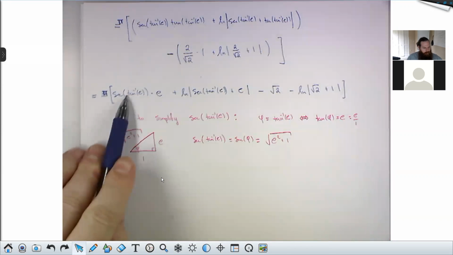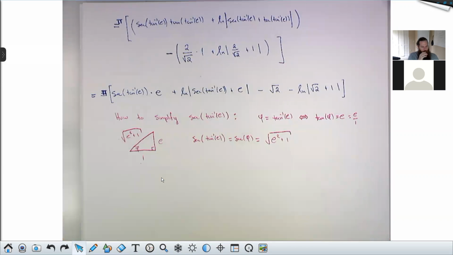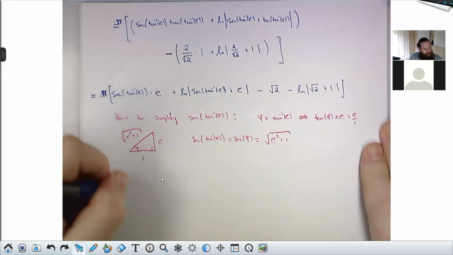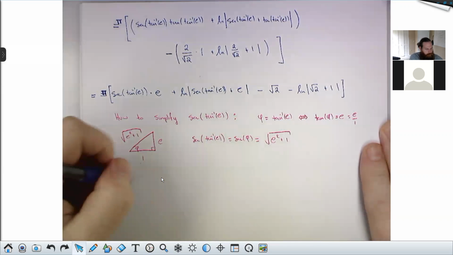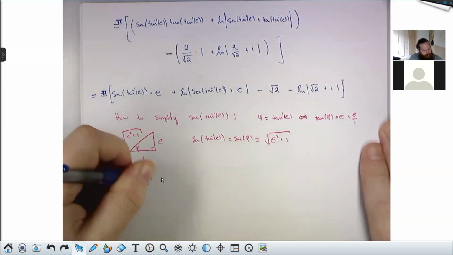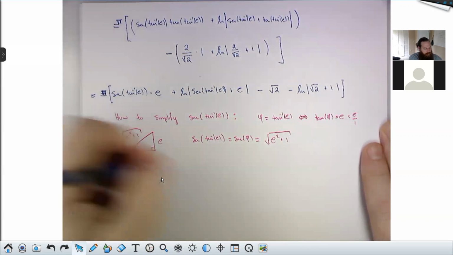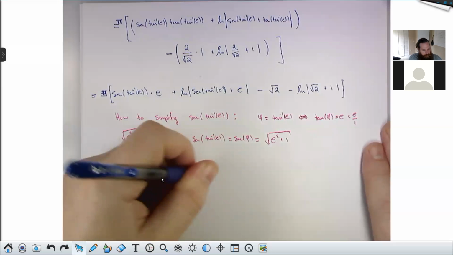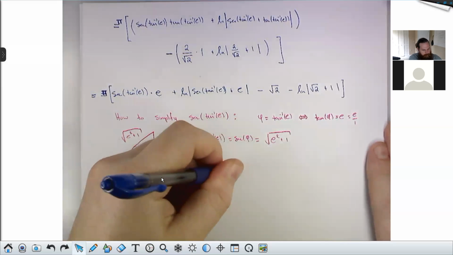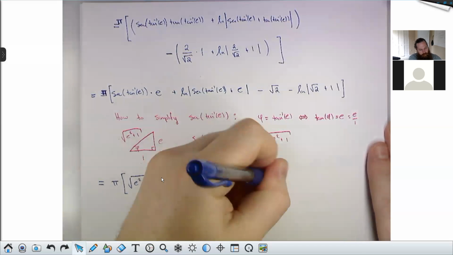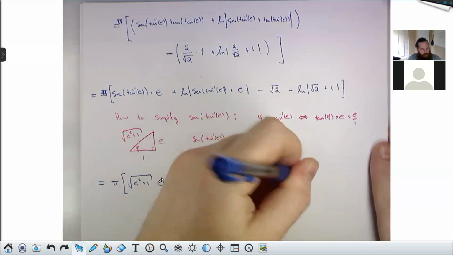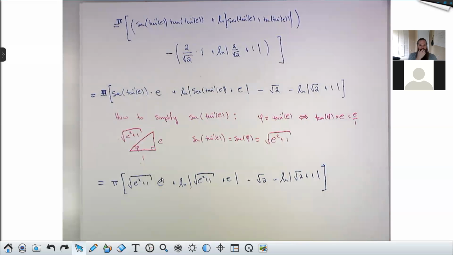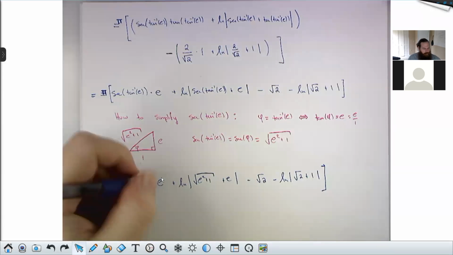So that is this piece and this piece. So altogether, I find that my surface area is pi times this, which is the square root of E squared plus 1, times E, plus the natural log of the square root of E squared plus 1 plus E, minus the square root of 2 minus the natural log of the square root of 2 plus 1. And that's the game here. These guys are being multiplied.